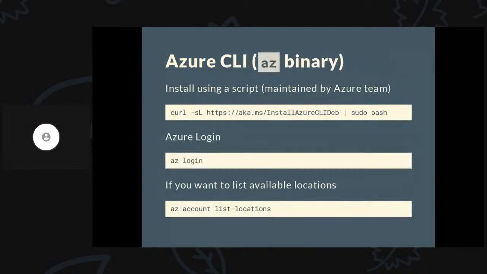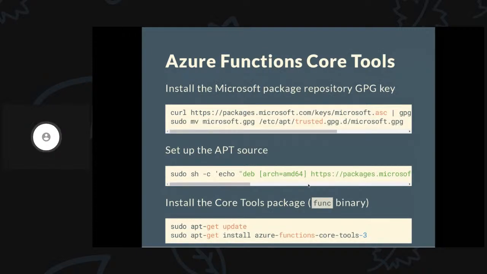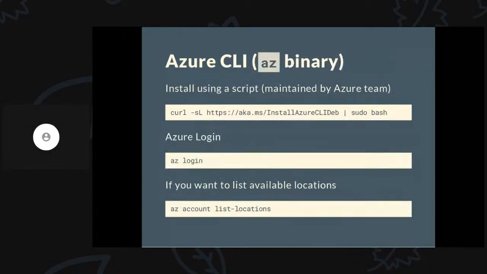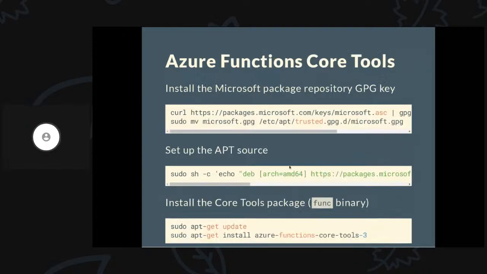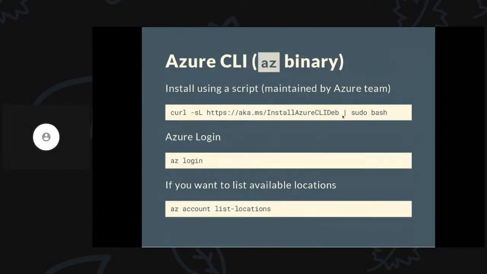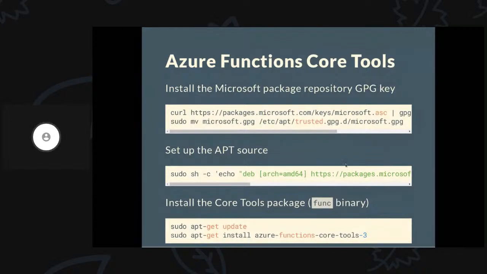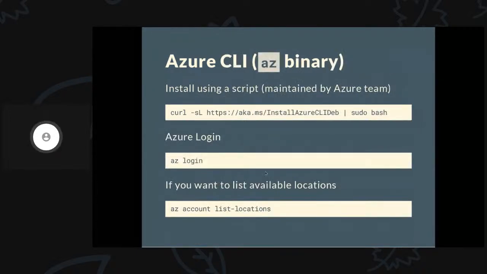Once you set up the APT source, you would be ready to update your apt, and you can just install core functions version 3. Make sure you're installing version 3. I'll not be showing these on my machine, for I've already installed these tools. This actually installs a binary called func. And then we need to install Azure CLI, which will install a binary called az.